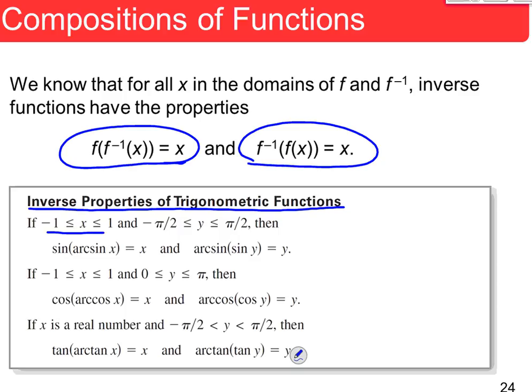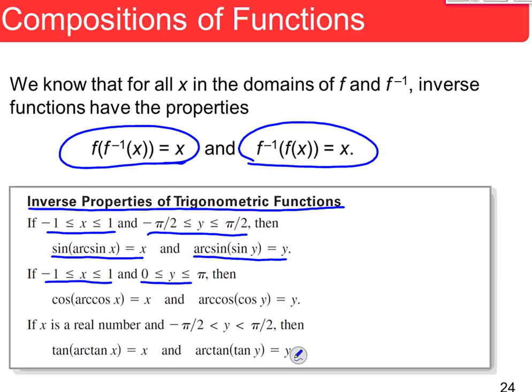So if -1 is less than or equal to x, which is less than or equal to 1, and negative pi over 2 is less than or equal to y, which is less than or equal to pi over 2, so we're in that right place, then the sine of the arcsine of x is x, and the arcsine of the sine of y is y. And we can say something similar for cosine and tangent.